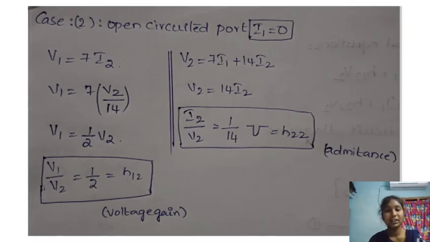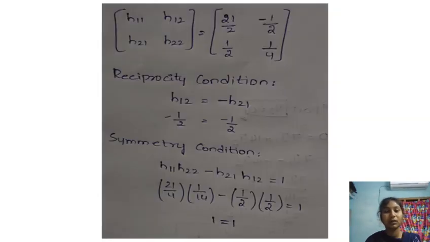And next we substitute I1 equal to 0. Then V2 is equal to 7I1 plus 14I2, so V2 is equal to 14I2. We take H22 as admittance: I2 by V2 is equal to 1 by 14 ohms. After completion of case 1 and case 2, we substitute the values in matrix form. H11 is equal to 21 by 2, H12 is equal to minus 1 by 2, H21 is equal to 1 by 2, H22 is equal to 1 by 4.